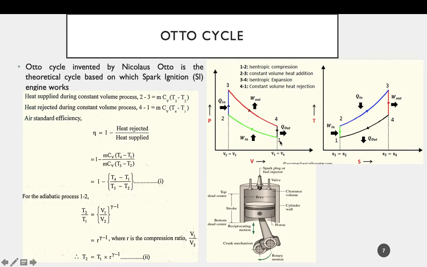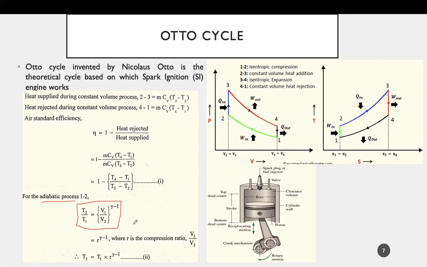Now the process 1 to 2 is a reversible adiabatic process. We know the temperature volume relationship for a reversible adiabatic process. It is given by T2 by T1 is equal to (V1 by V2) raised to gamma minus 1. This is a standard temperature volume relationship for an adiabatic process, and we can use this relationship. So T2 by T1 is equal to (V1 by V2) raised to gamma minus 1.